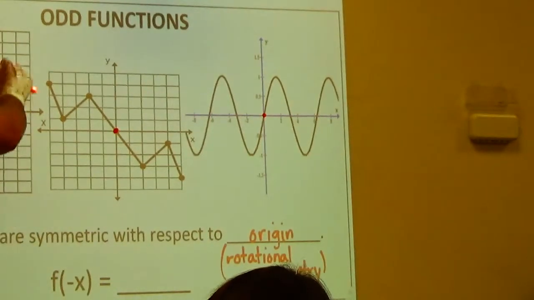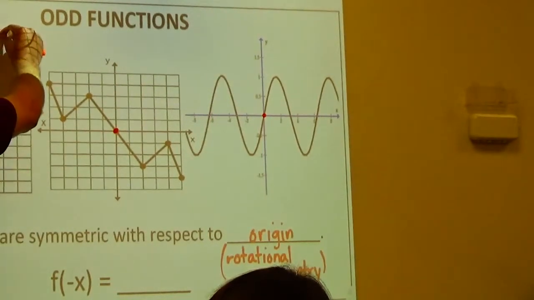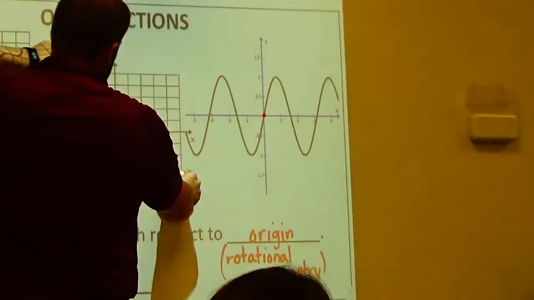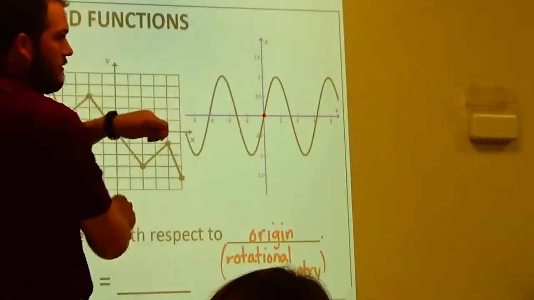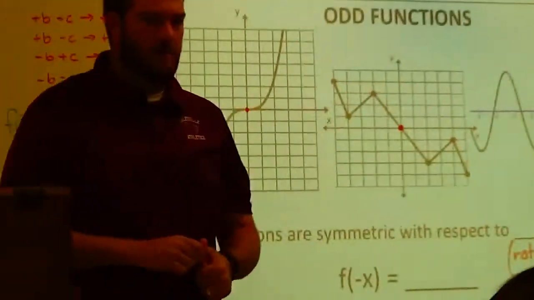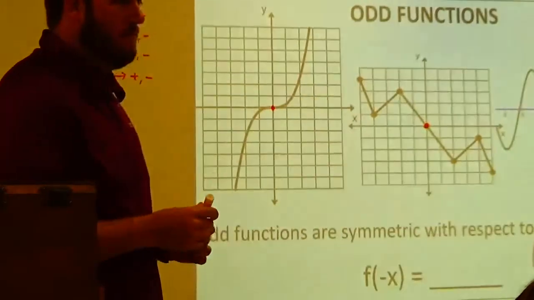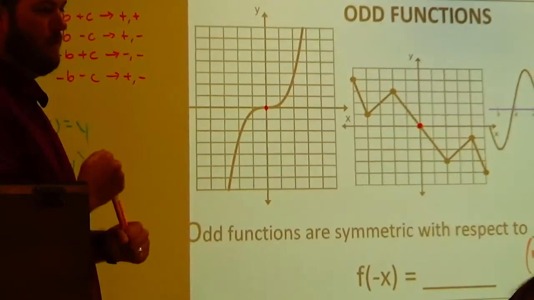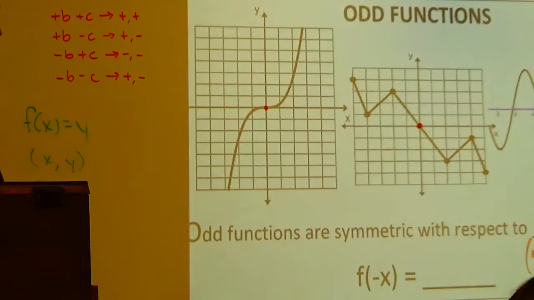So if I took this and rotated it half a turn, it'd end up in the same spot, right? That's what this means. I take it, I rotate it half a turn, and it ends up in the same spot, or a full turn. Either one has rotational symmetry, or symmetry about the origin.